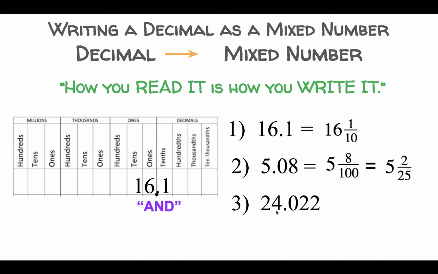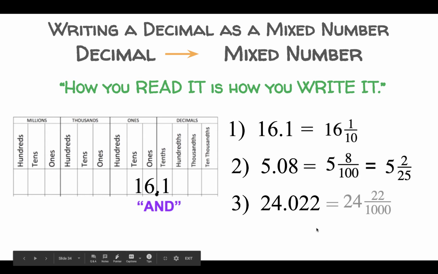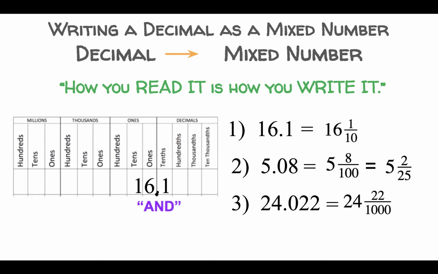Let's look at the last example in this second chunk in our notes. 24 and go to this last digit. What room is it in? Tens, hundreds, thousands. I see the number 22 in there, so I'm going to read this as 22 thousandths. That's how I write it. Can I simplify the fraction part? You bet I can. I can divide the numerator and denominator by 2 to get 24 and 11/500ths.